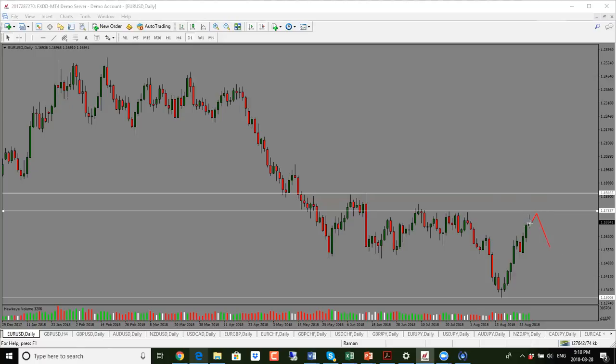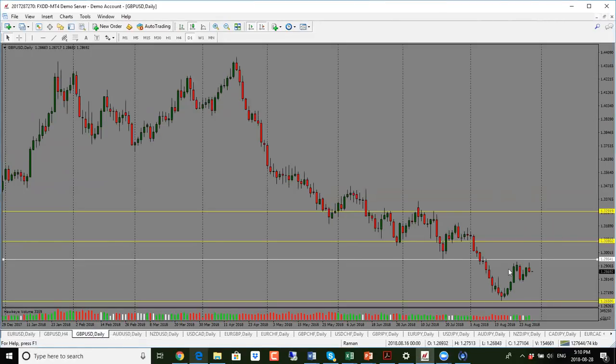So overall, still bullishness, but we are into a resistance. And I do like this 1.1750 resistance. If it does move higher, that will be the next level to watch out for. So this is Euro dollar.